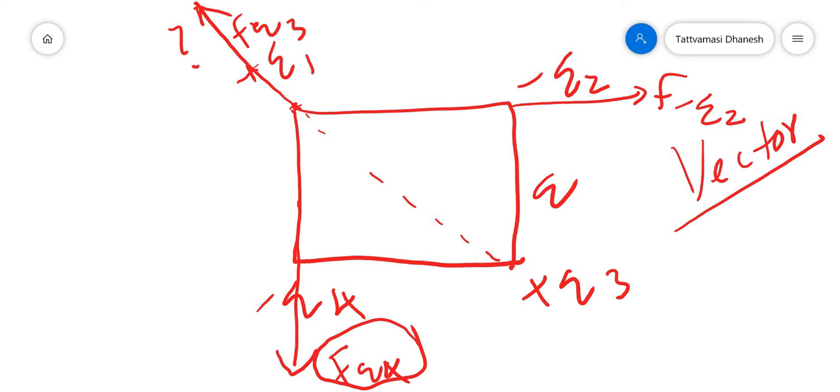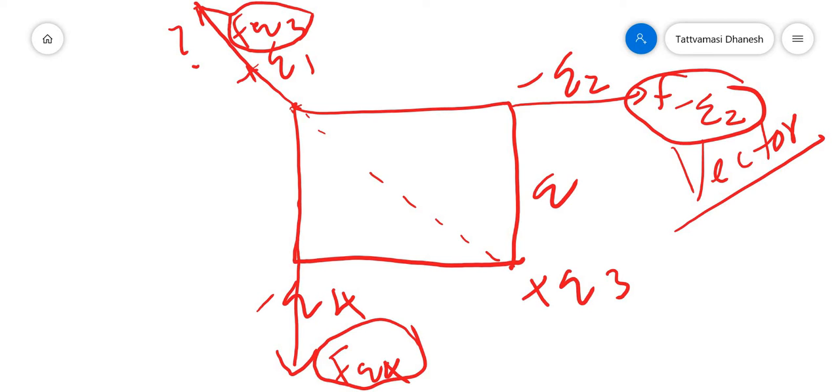This is the force FQ2. What is FQ2? It is due to the charge Q2. And this is the force FQ3 in this. So these three forces you need to do the vector addition. That's what you have to understand.